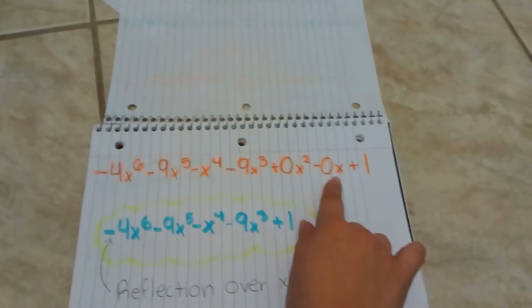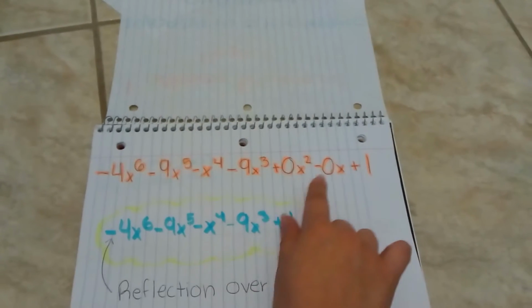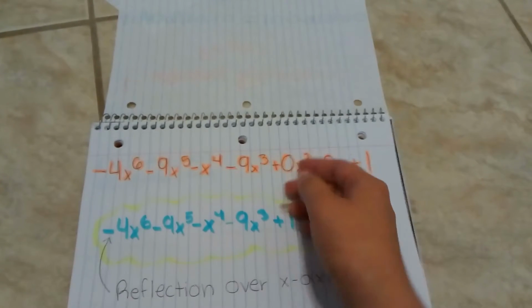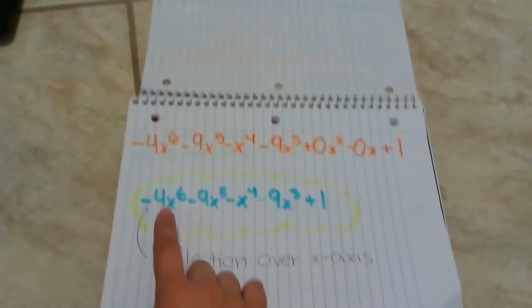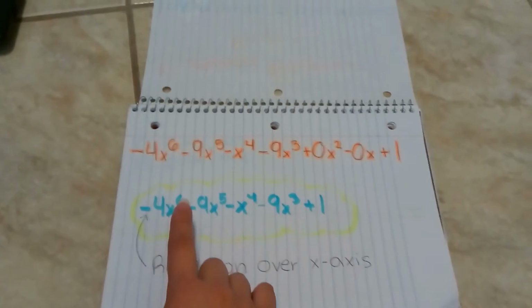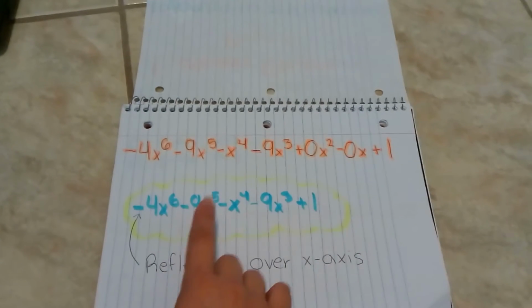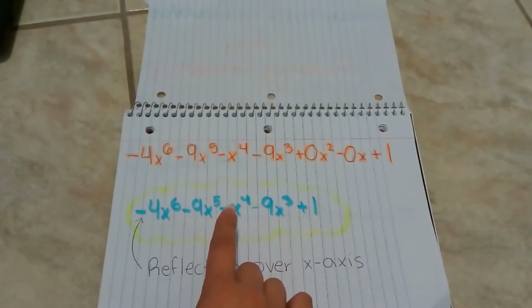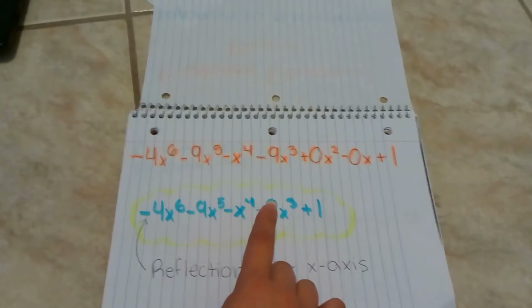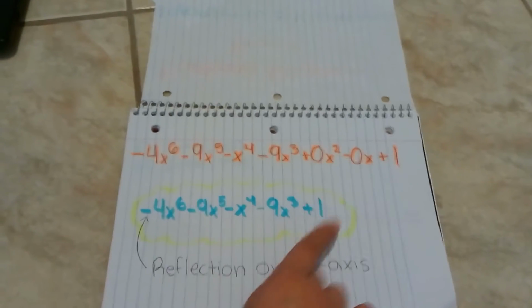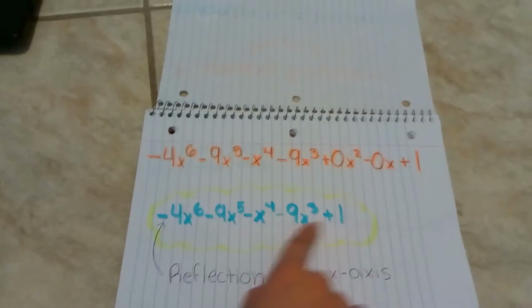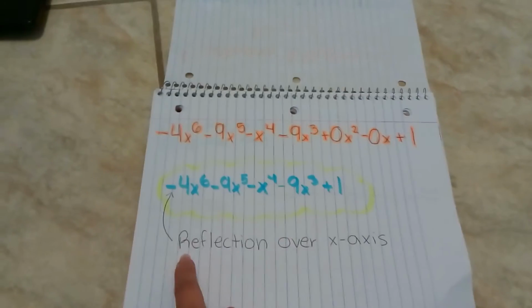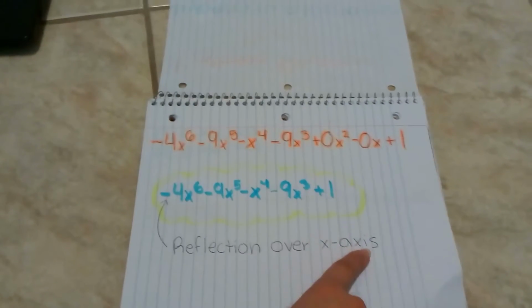For this equation, these two numbers are not going to make a difference in our equation, so we're just going to erase them from the equation, which is going to be -4x to the power of 6 minus 9x to the power of 5 minus x to the power of 4 minus 9x to the power of 3 plus 1. And the -4 in front of the whole equation is going to cause a reflection over the x-axis.